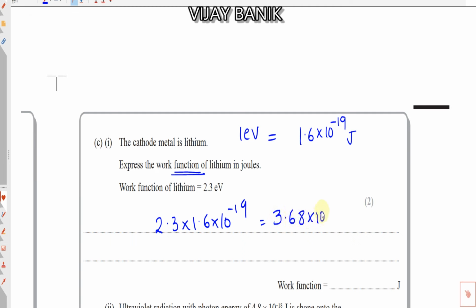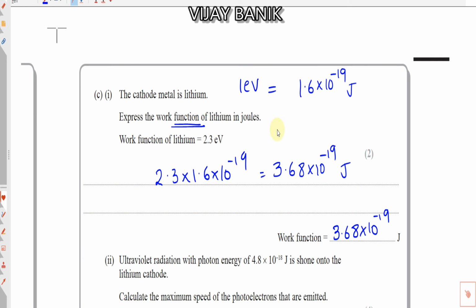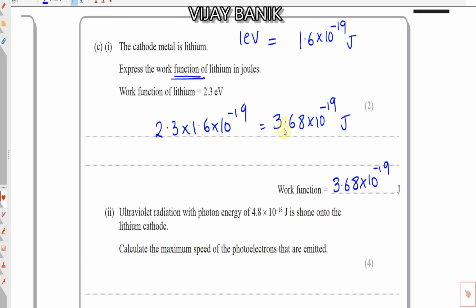3.68 into 10 raised to minus 19 joules. Okay, I hope that is the answer. 3.68 10 raised to minus 19. Okay, now ultraviolet radiation with a photon energy. This is the energy of the light, the energy of the photon. Ultraviolet radiation with the photon energy is shown onto the lithium cathode.